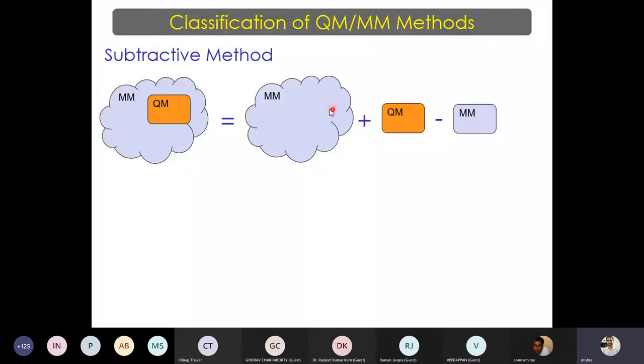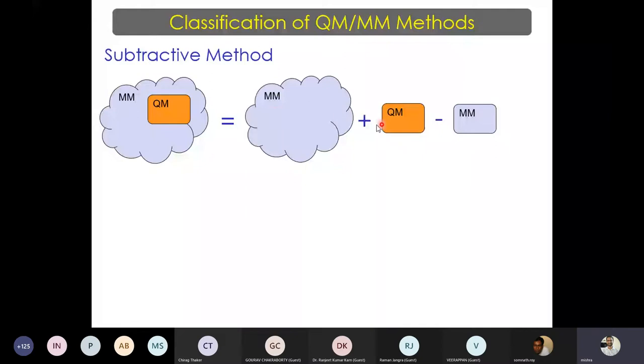and subtract this. If I do this, you would see that I have taken away this overcounting and I have replaced this small region only with QM. So my big region is taken at the MM level and the chemically active region is taken by QM. This is the basic idea of the subtractive method.